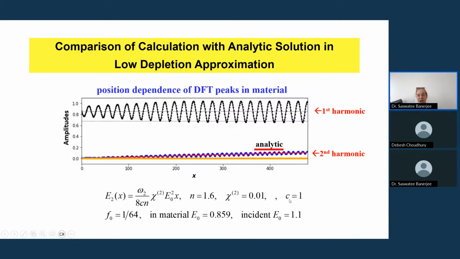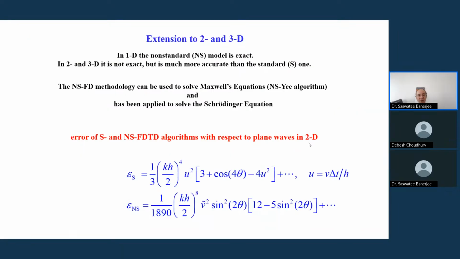I've chosen a set of time and space units such that the speed of light is 1 in the algorithm, but you can easily translate this into physical units. So you will get your electric fields in terms of volts per meter, which is what you would want. So it's a very easy calculation. Now, we can extend this to 2 and 3 dimensions.